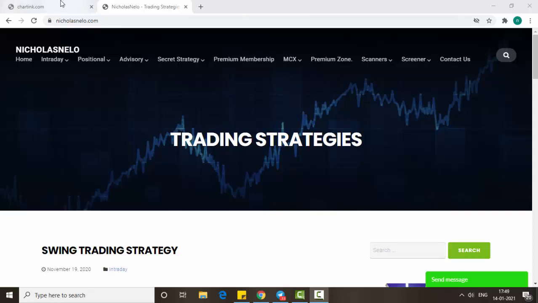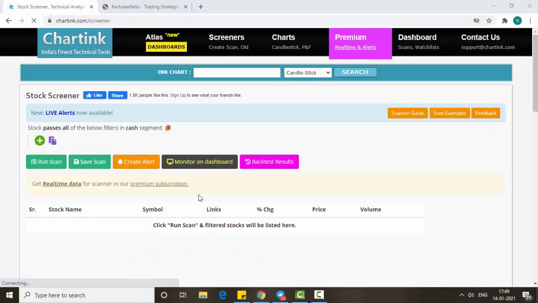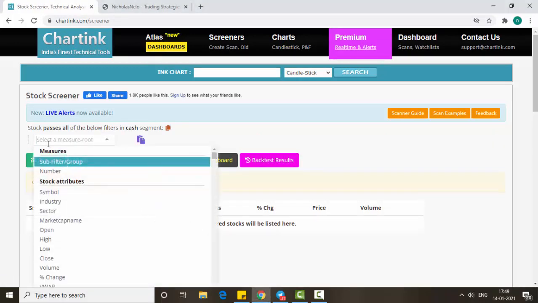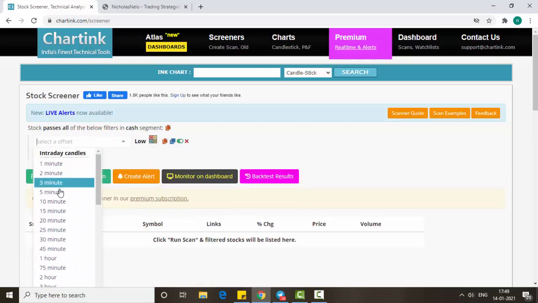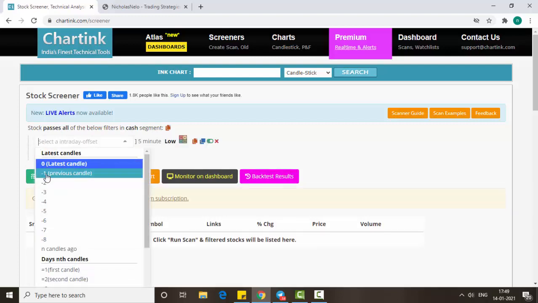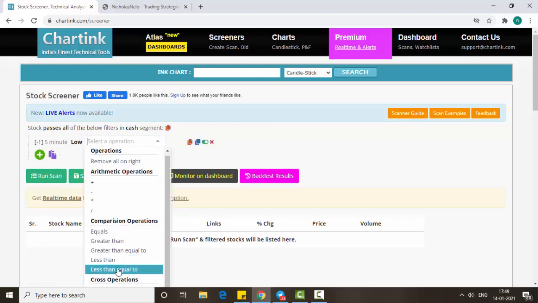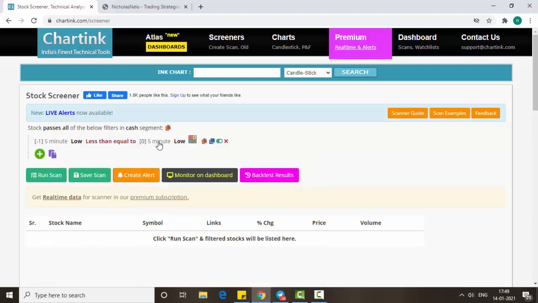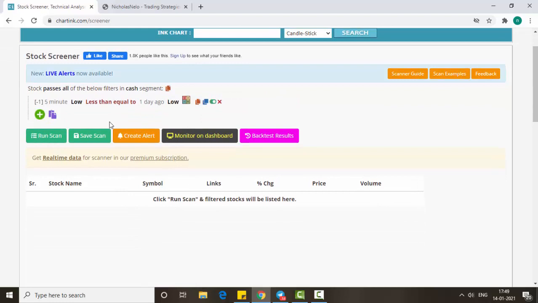So let's see. First you open charting.com. There you can see create scan. Just click create scan. Then here you can see the plus button. You just click here, click low, then click 5 minutes and change it to 0, the previous candle. So previous 5 minutes low less than or equal to low of previous day, 1 day ago. So our first step is completed.